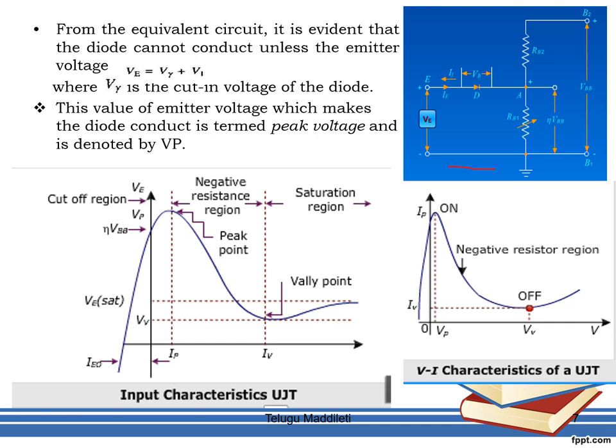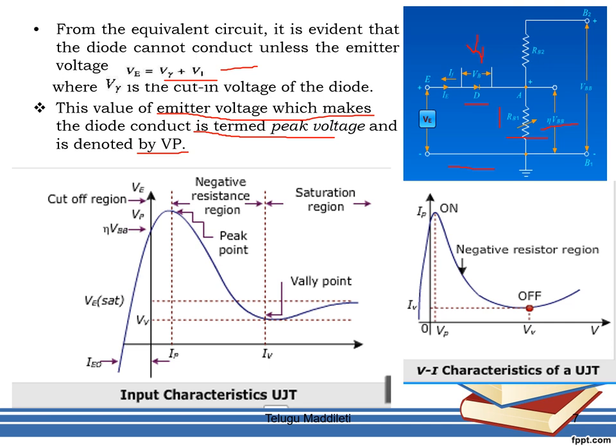This is the equivalent circuit of the UJT. From this, the diode starts conducting when the anode voltage is greater than the cathode voltage. Here the total cathode voltage is the cut-in voltage of the diode, V gamma, plus the drop across RB1, which is eta VBB. So the total reverse bias voltage is V gamma plus V1, where V1 is equivalent to eta VBB. So when the anode voltage is greater than V gamma plus V1, only then the diode starts conducting, where V gamma is the cut-in voltage of the diode, equivalent to 0.7 volts for a silicon diode. This value of emitter voltage, or anode voltage, which makes the diode conduct is called the peak voltage, and it is denoted by VP.